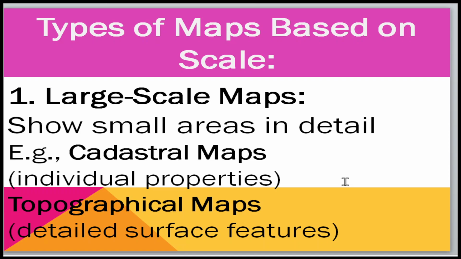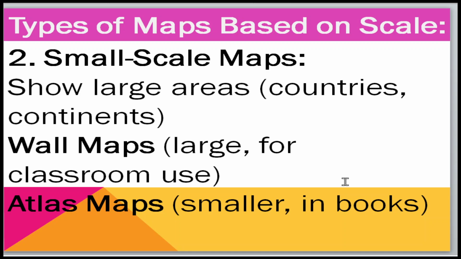Then second, in the large scale maps, one more is topographical maps. Topographical maps provide you detailed surface features. So in the large scale maps, again we have two: one is cadastral maps and one more is topographical maps. Okay, now move to the second one. Types of maps based on the scale only.